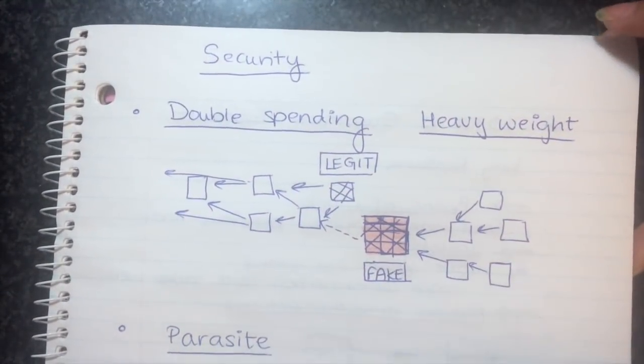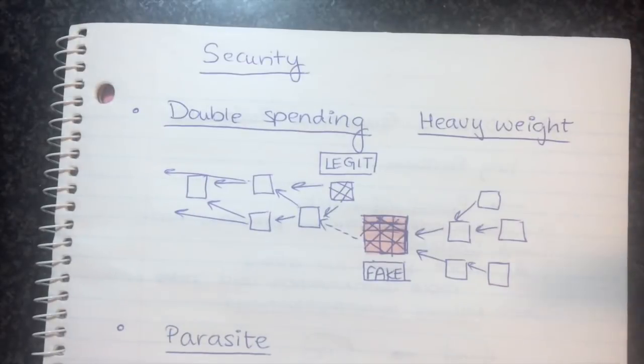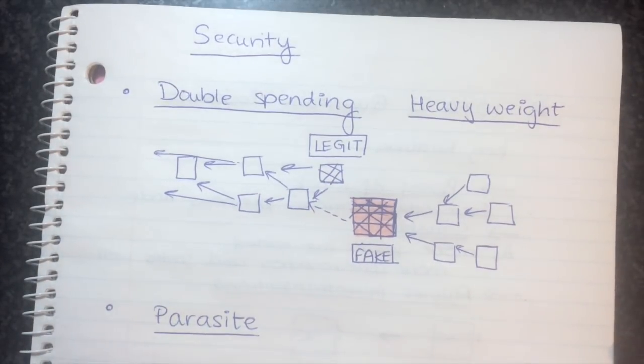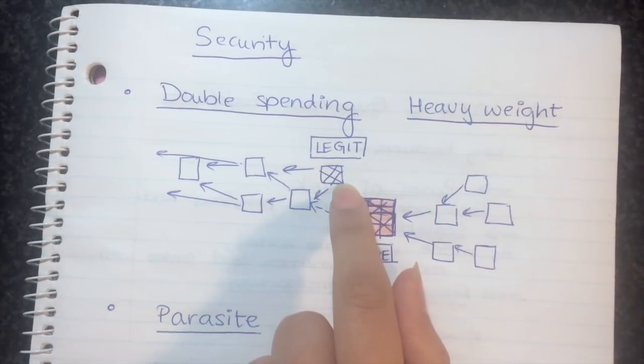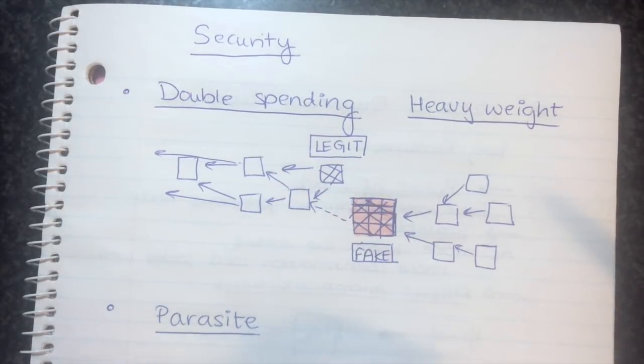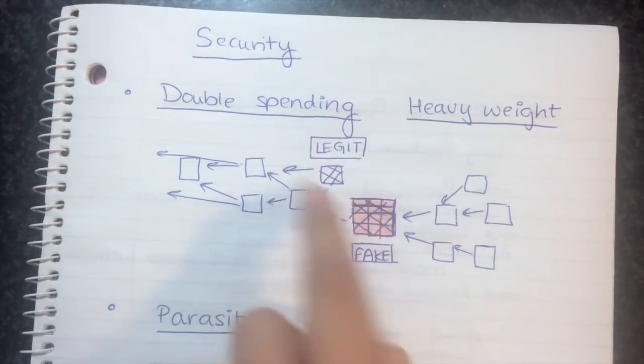Double spending is a very common problem, and it basically means that an attacker wants to show that he has double spent it when he really hasn't. So for example, if I'm a merchant and this is a legit node, and this is the legit node.